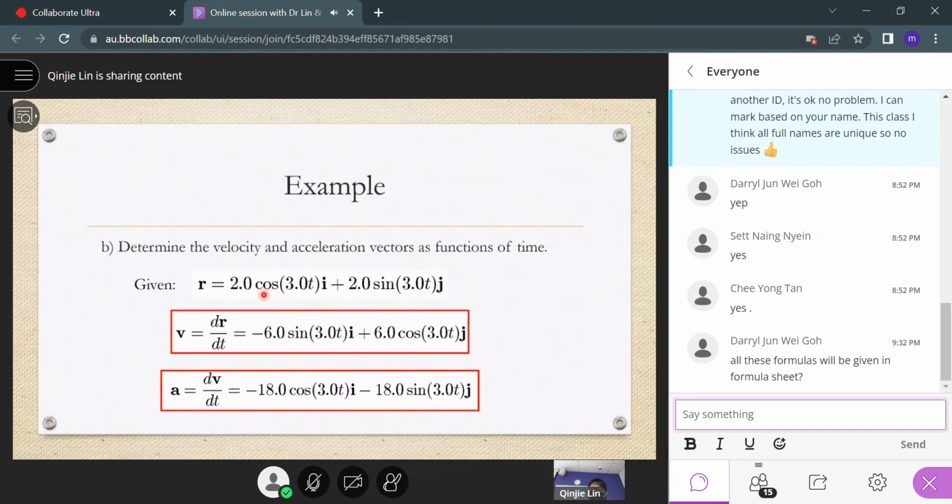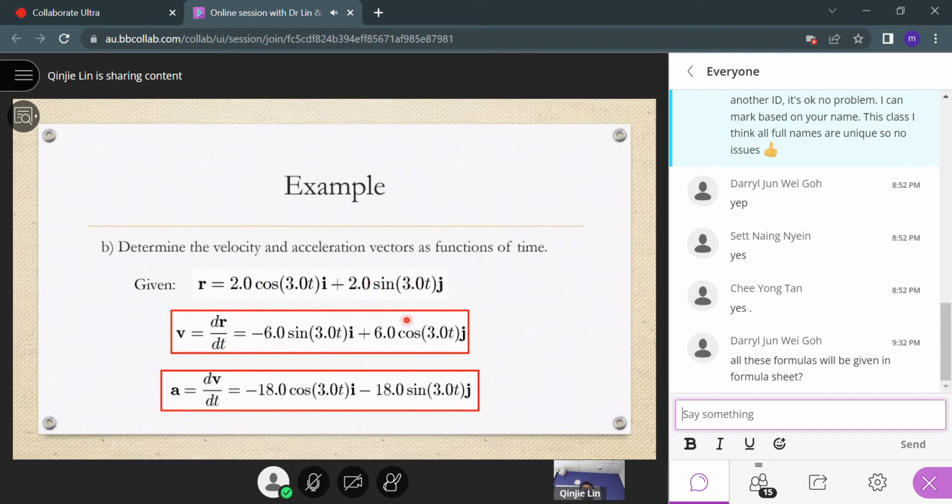So down here, you will need to know how to differentiate cosine and sine. Basically, just to briefly go through, if you differentiate cosine, it turns to minus sine. When you differentiate sine, it becomes cosine. But the value inside, you have to bring it out to multiply by the original one outside. Okay, so that's the way to differentiate cosine.